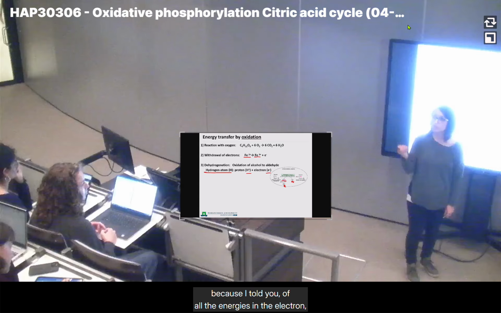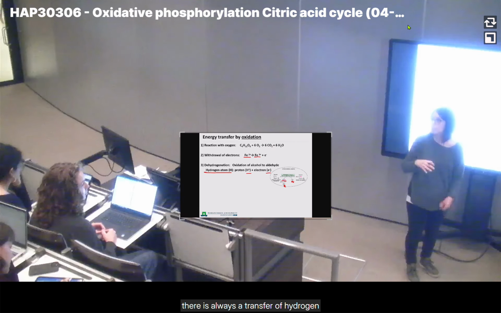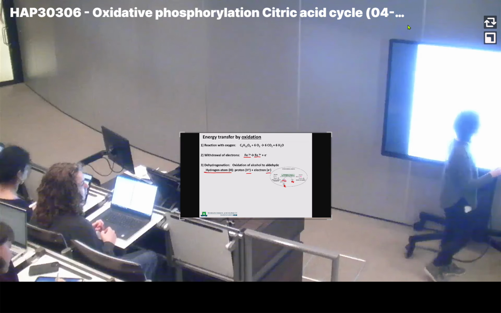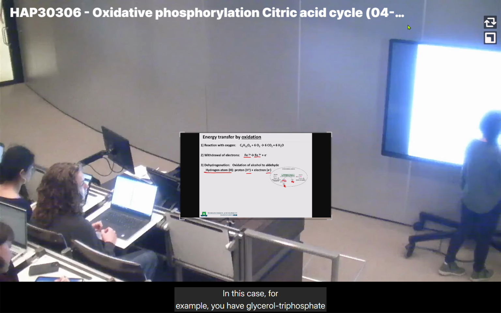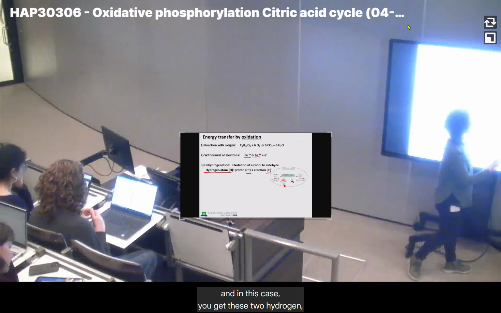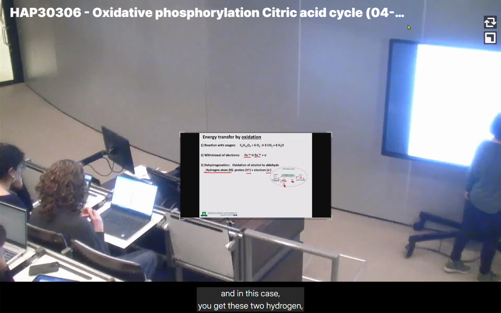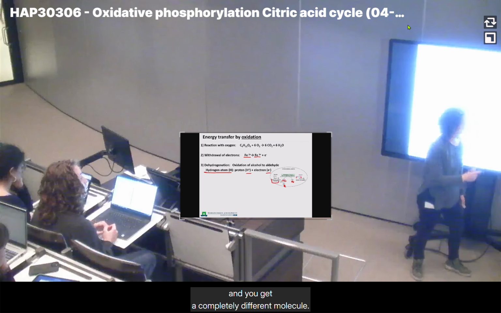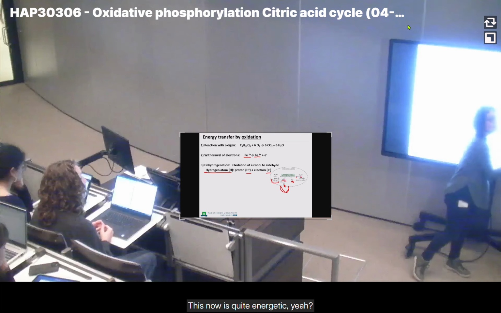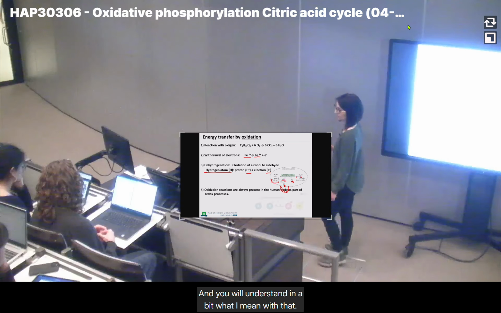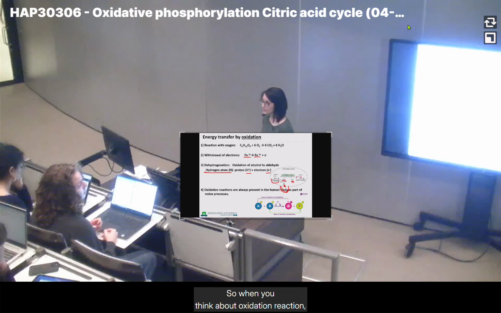Because I told you, although the energy is in the electron, there is always a transfer of hydrogen just to stabilize the negative charge. In this case, for example, you have glycerol triphosphate converting into dihydroxyacetone phosphate. And in this case, you get these two hydrogen transferred from the molecule, and you get a completely different molecule. This now is quite energetic. Yeah? And you will understand in a bit what I mean by that.